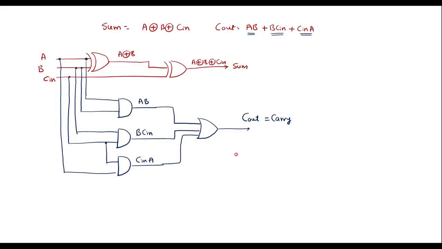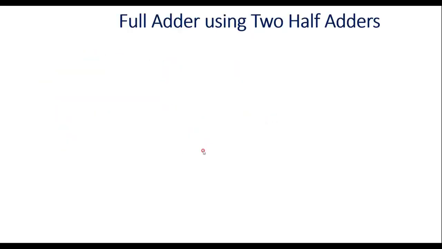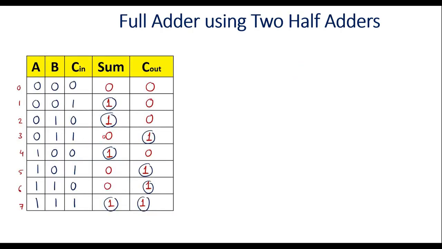Now let me implement the same full adder using 2 half adders. In this circuit we have used the basic gates. Now I will try to implement the full adder using 2 half adders. That is full adder using 2 half adders. Let me consider the same truth table which we already have written. So this is the truth table, and also we know that the sum expression we got is A XOR B XOR C.